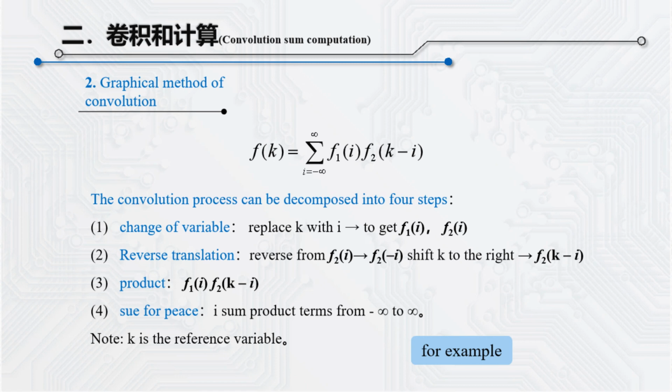Step 2. The first sequence doesn't move. The second sequence reverses and shifts. So when k is greater than 0, the second sequence shifts to the right. The third step is to multiply these two sequences. Step 4. i goes from minus infinity to infinity. Sum the product terms. That's how we graph the convolution sum.